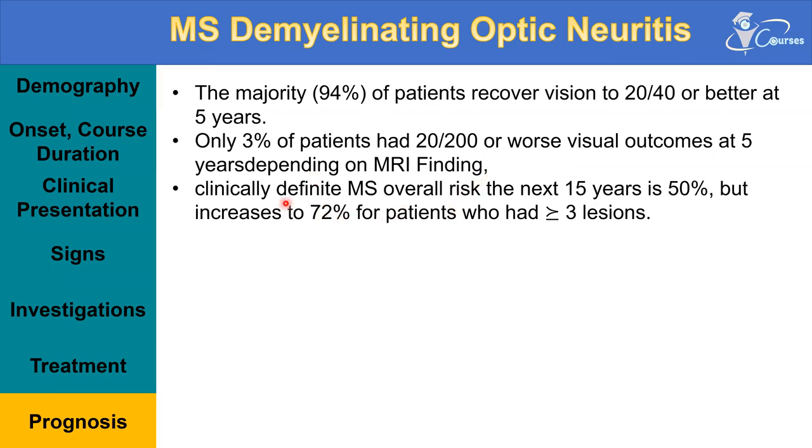As I told you, the clinically definite MS overall risk over the next 15 years is 50%. But it will increase to 72% if a patient has 3 lesions or more. So this is the value of the MRI. It is not only for diagnosis, it is also for prognosis. It will help you to determine what will be the risk of this patient developing the clinical systemic disease or not.